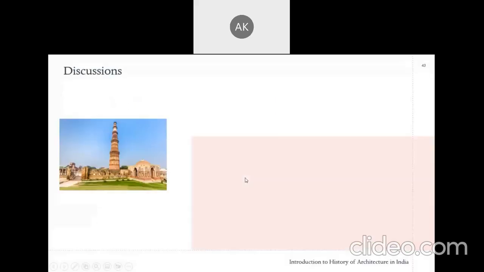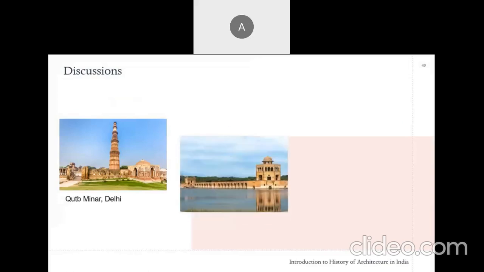Okay, identify this one. Qutub Minar from Delhi. Okay. This one. It's from Lahore, Hiran Minar. Yeah, Hiran Minar, correct. And this is really a beautiful structure. Hiran Minar in Lahore.